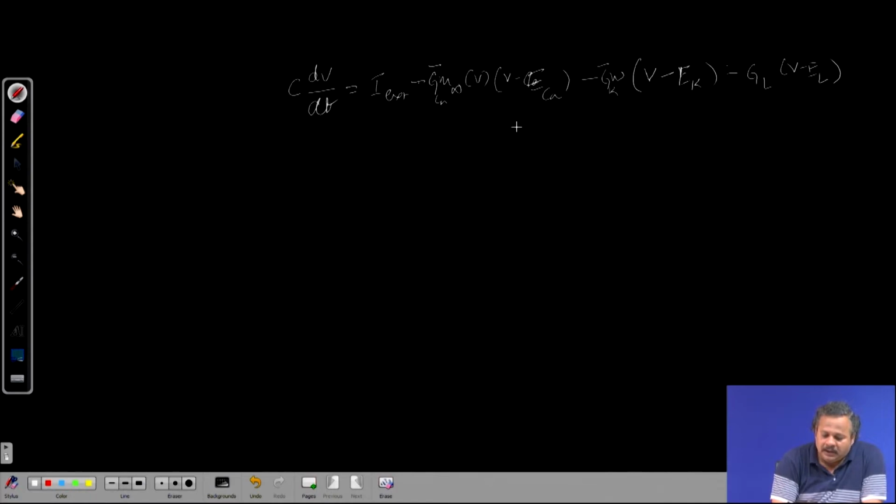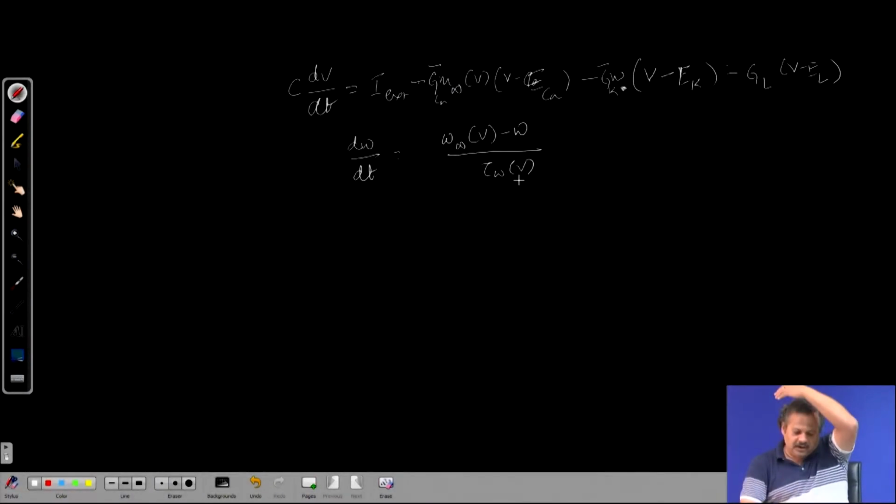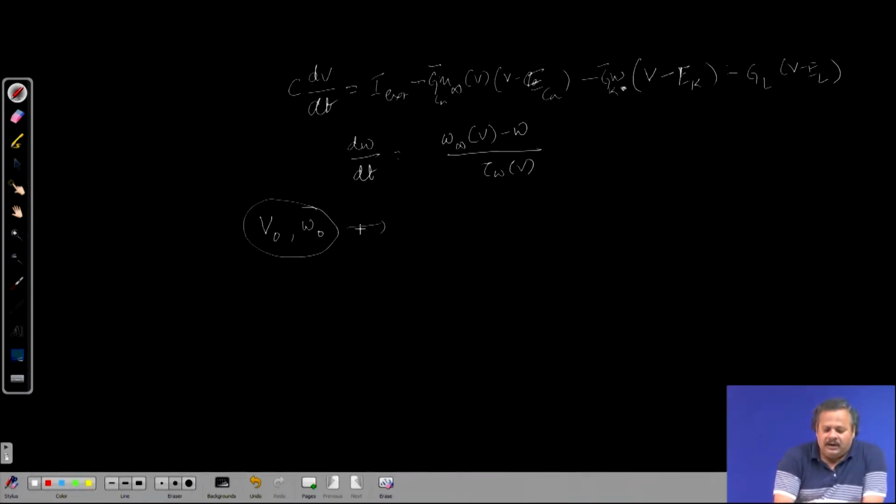And the only other dynamics is for the W, which is the same as the Hodgkin-Huxley gating variables, that is dW/dt equals (W infinity(V) minus W) by tau W(V). So we have the explicit functional forms of W infinity(V) and tau W(V), and we are saying that if we start the system at V0 and W0, then how the system will evolve in time, or basically the solution to this set of differential equations, can be plotted as either V as a function of W or W as a function of V for the different time points that we are considering.